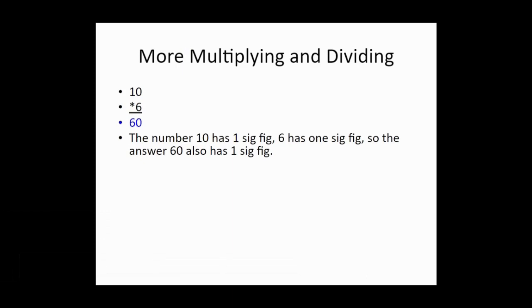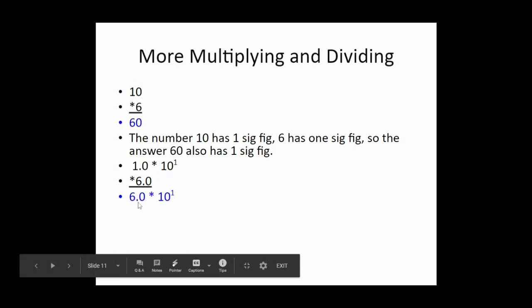One last problem we have. Instead of 10, 1.0 times 10 to the 1, that means 10, right? But with 2 sig figs instead of 1. And then 6.0, that means 6 with 2 sig figs. So we have 10 with 2 sig figs times 6 with 2 sig figs. How many sig figs can we keep in the answer when we multiply? Well, if we have 2 here and 2 here, we get to keep 2 in the answer. So we have an answer of 60 again, but to express 60 with 2 sig figs, we write it in scientific notation. 6.0 times 10 to the 1 means 60.